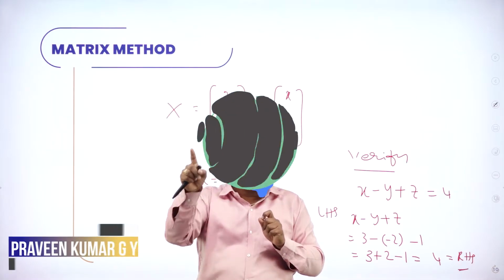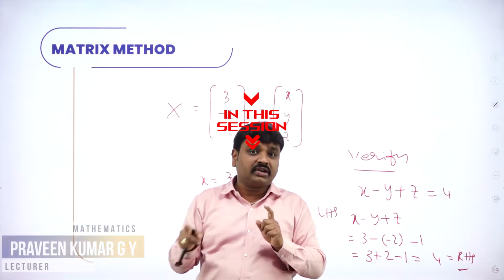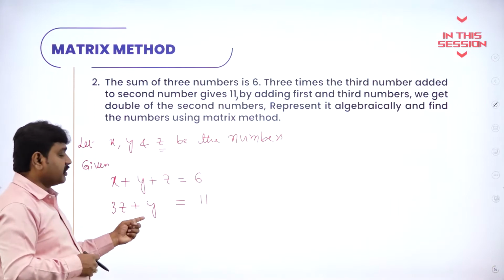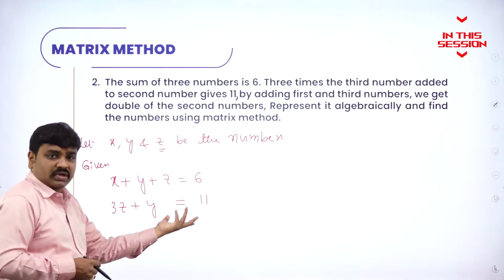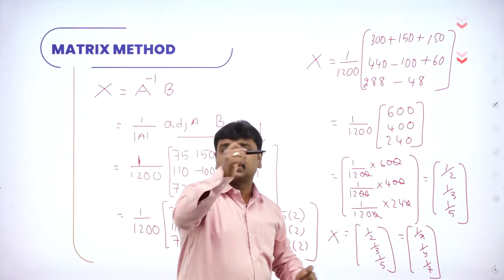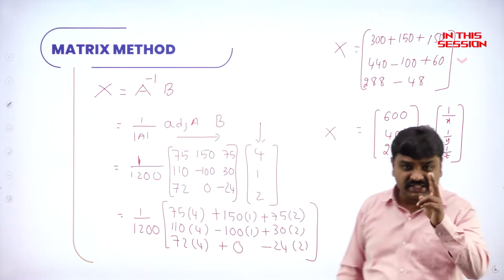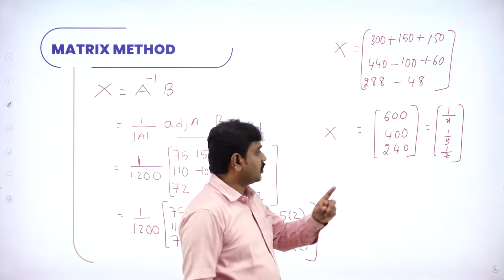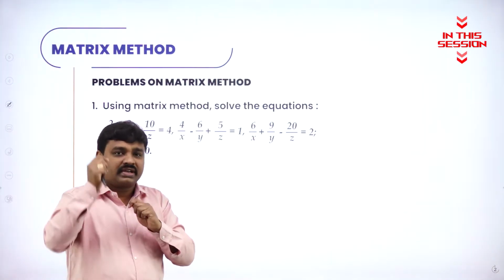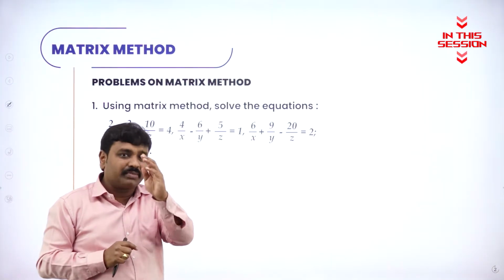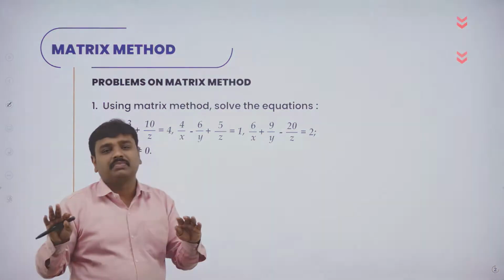Scalar matrix 8 0 0, 0 8 0, 0 0 8. You can write it as 8 I. Second number means y. It gives 11, so I took 11. Earlier we used to take x as x, y, z, but in this problem we took 1 by x, 1 by y, 1 by z. So all of you know, if two matrices are equal, then the corresponding elements are equal. Earlier we used to take x as x, y, z. But now you take 1 by x, 1 by y, 1 by z, the problem becomes simple.